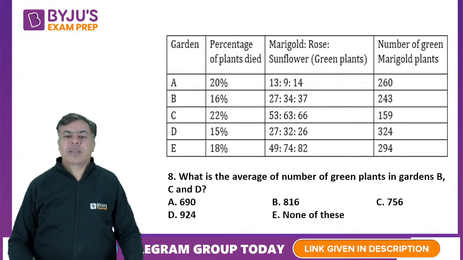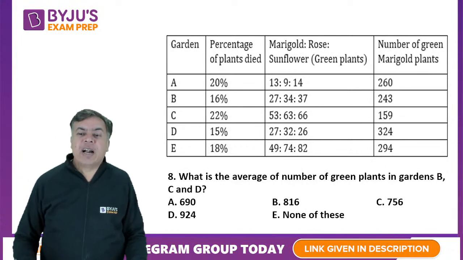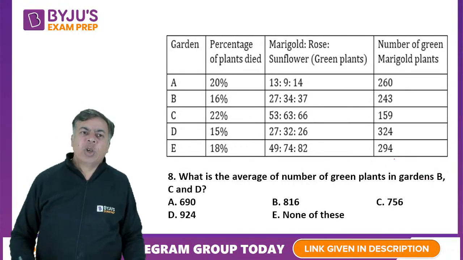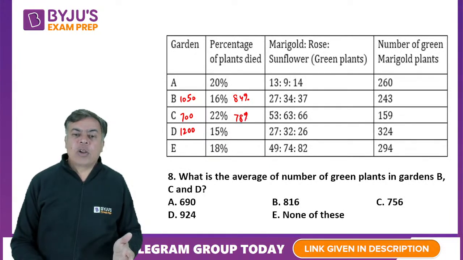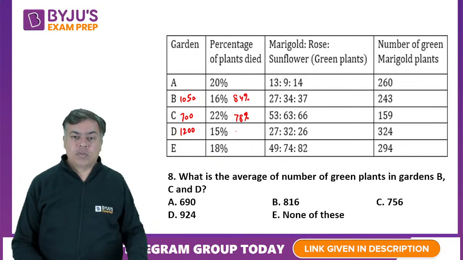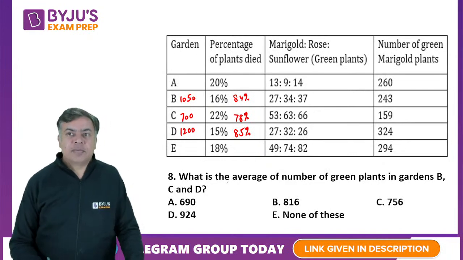Next one. Now, what is the average number of green plants in garden B, C, and D? We have already calculated that the total for B is 1050, for C is 700, and for D is 1200. We have already calculated this, right? Now, green plants are 84% here. You must have calculated those values also, right? These are the green plants.